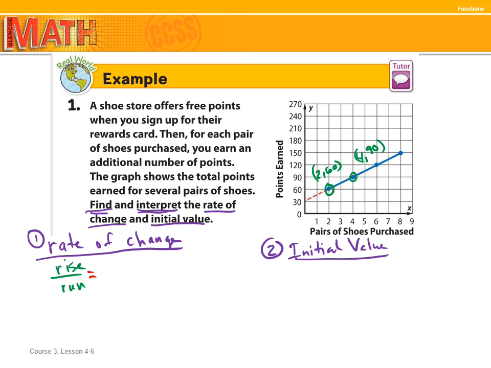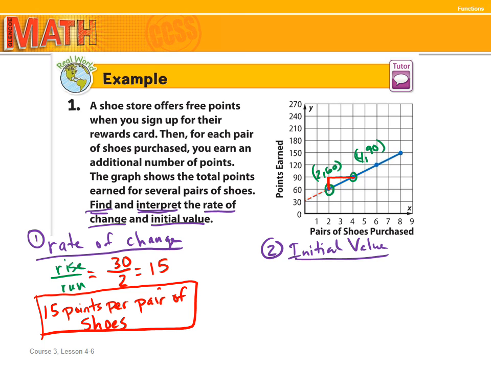So let's look at this. My rise, it looks like it goes up from 60 to 90. We can say 90 minus 60, which is 30. So my rise is 30. And then my run, I'm going across from 2 to 4, that's 2. So 30 divided by 2 is 15. So our rate of change is 15, and we're talking about points, 15 points per pair of shoes. So we found the rate, and we interpreted it.